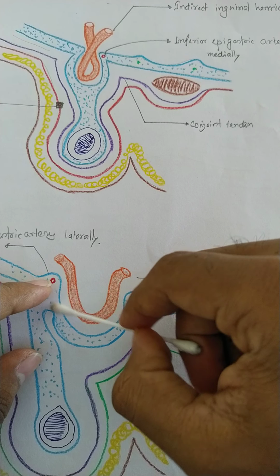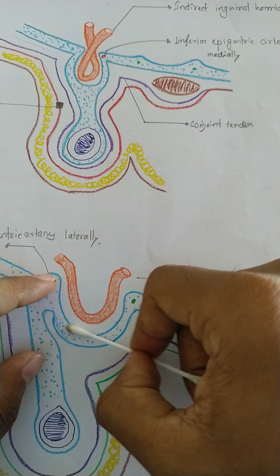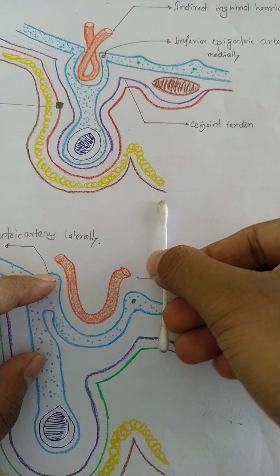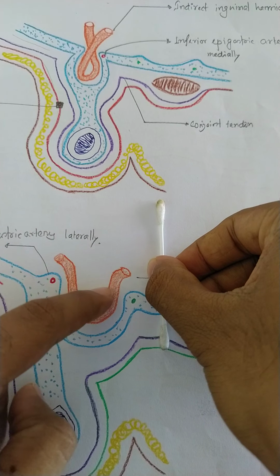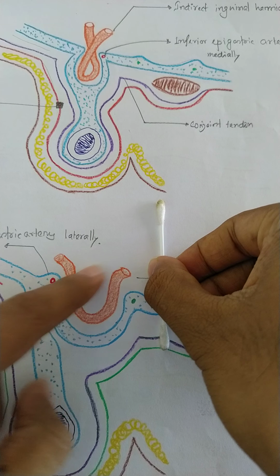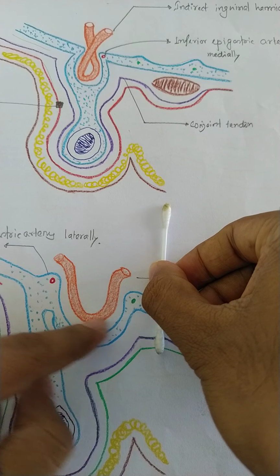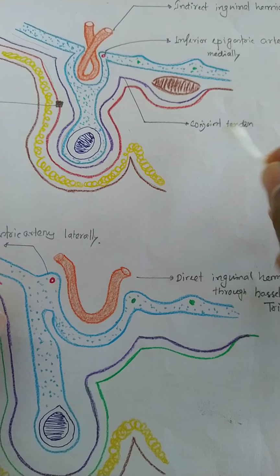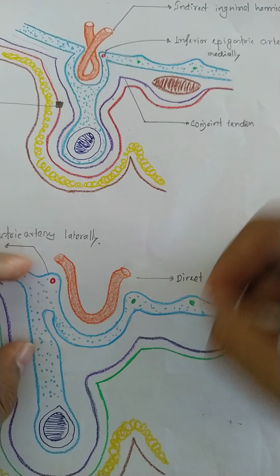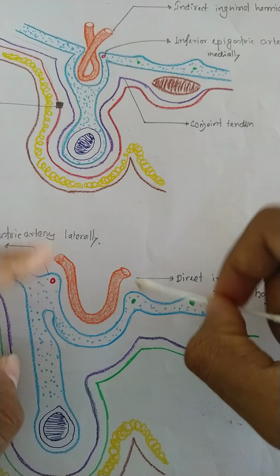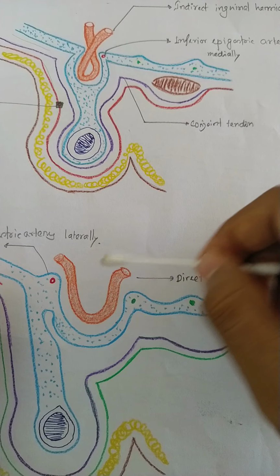Or if any defect occurs medial to the inferior epigastric artery, this is the midline and this is the inferior epigastric artery, in between here, the paramedian plane just lateral to the midline, the defect is called the direct inguinal hernia. Indirect hernia is very common in children, and direct inguinal hernia is common in elderly, that is old age people. So why does it occur?